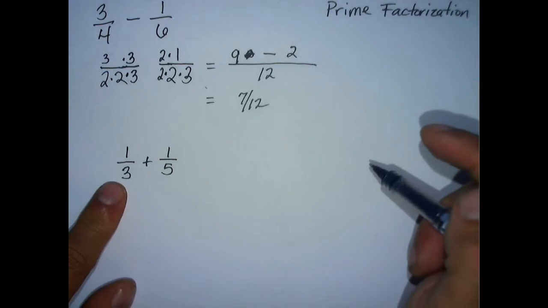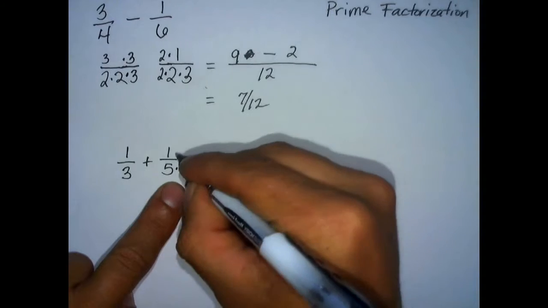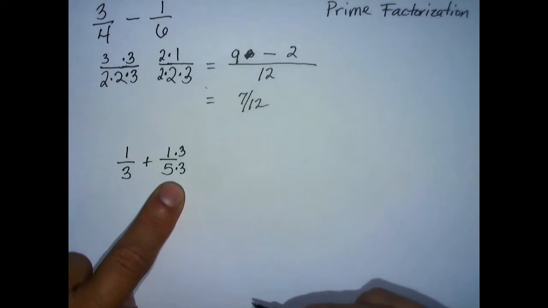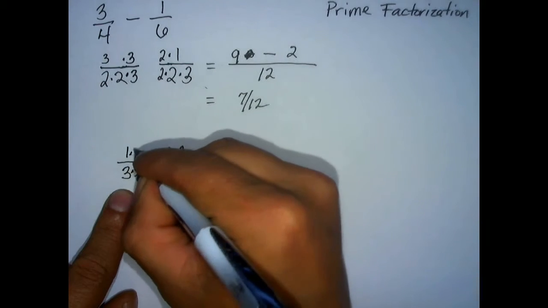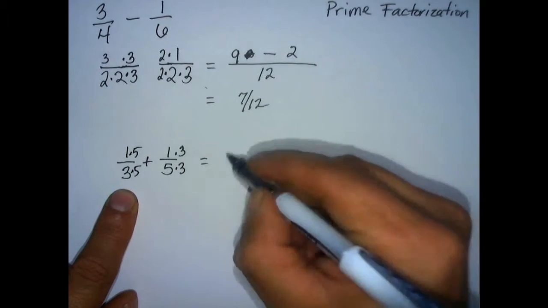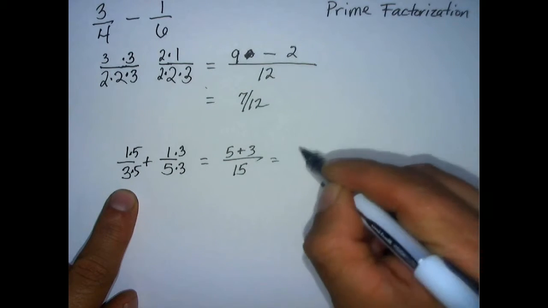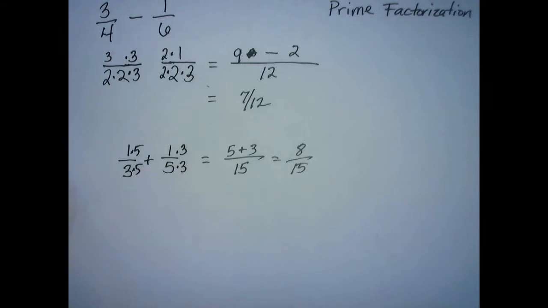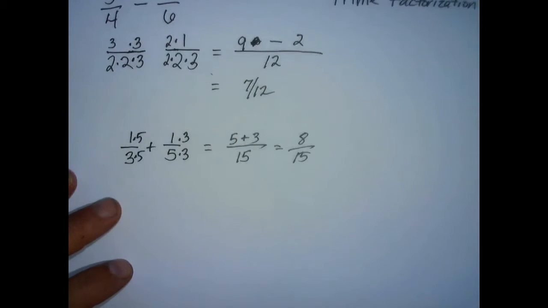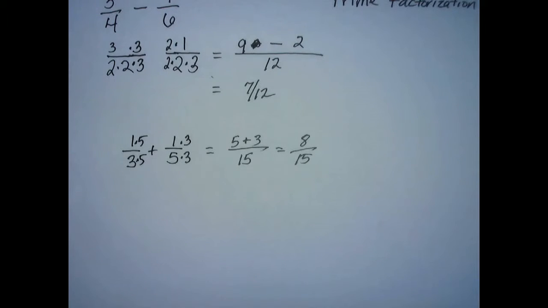Nope. This guy wants to be like him, so he wants a 3. But whatever I do to the bottom, I have to do to the top. And this guy wants a 5. Right. So now we get 5 plus 3 over 15, which is 8 over 15. It takes practice to do this. I know this is a review, but I don't teach this in like one day. It's like 3 days.